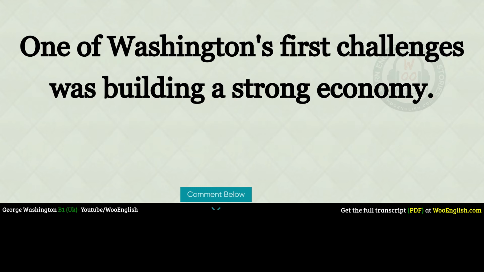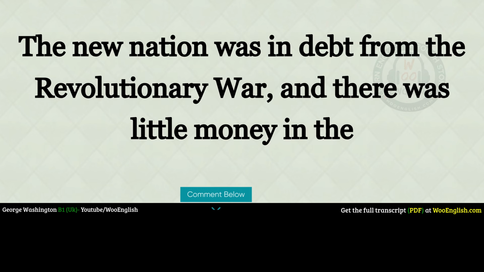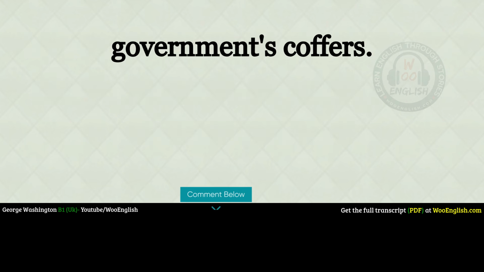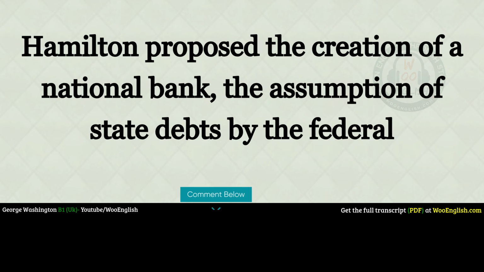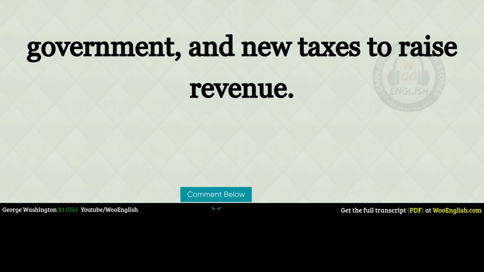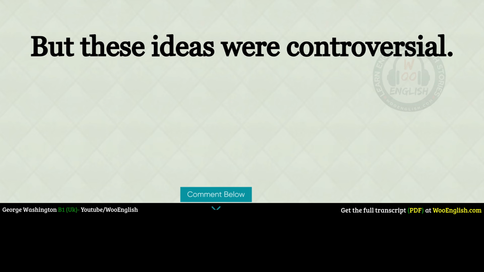One of Washington's first challenges was building a strong economy. The new nation was in debt from the Revolutionary War, and there was little money in the government's coffers. Washington turned to his trusted advisor, Alexander Hamilton, to help create a financial plan. Hamilton proposed the creation of a national bank, the assumption of state debts by the federal government, and new taxes to raise revenue. But these ideas were controversial.